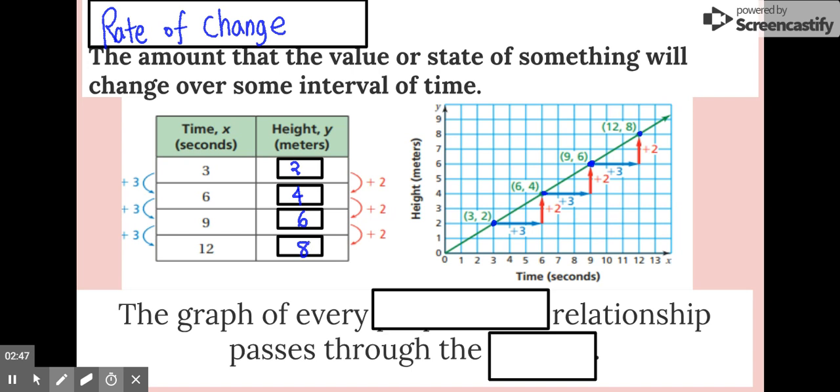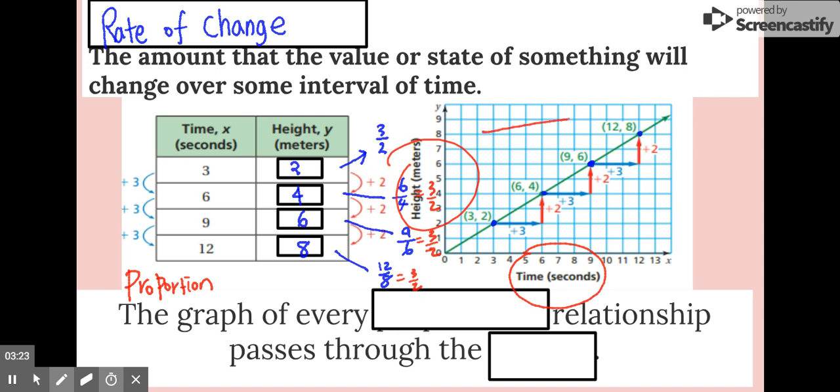So to figure out if it's a proportion or not, we already learned you can just put them into a ratio, 6/4 and 9/6 and 12/8. So if you simplify everything, it's going to be 3/2, 3/2, and 3/2. So we already know that this is a proportional relationship. So now you can say, oh, it's a proportion. And the height and the time are proportional. The two variables are proportional.